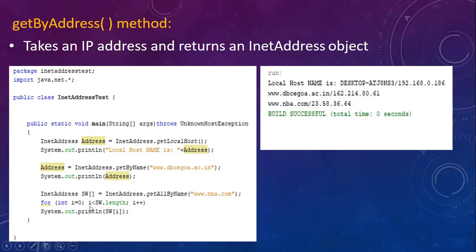Okay, and then how to print, I'm just printing it like this in a for loop. Okay, so www.nba.com. Now here there is only one IP address that is shown, that is 23.58.36.64. So this is how you can make use of InetAddress class.